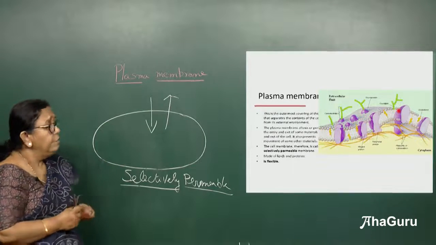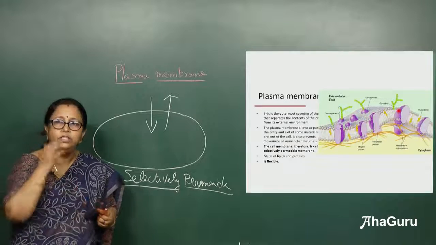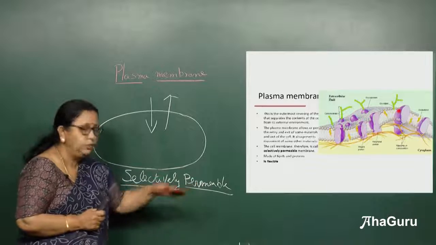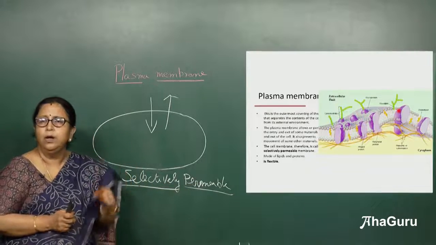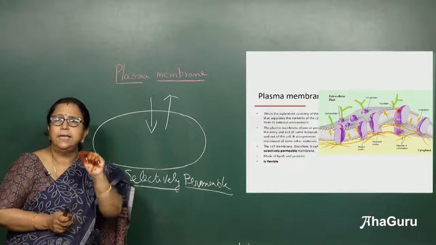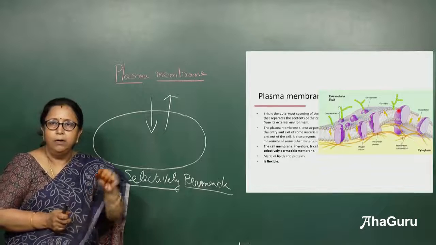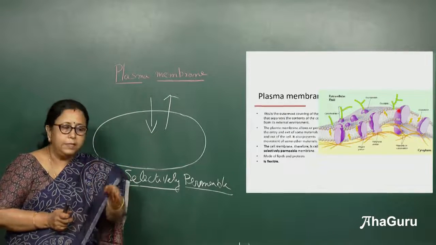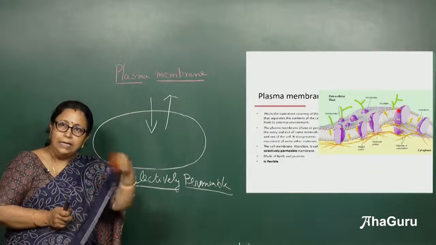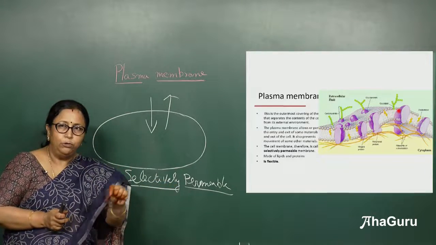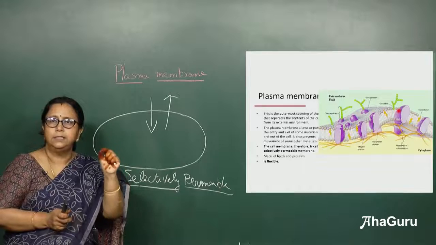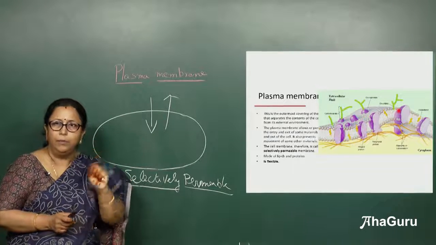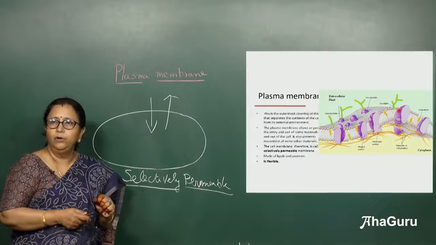Before we move on, one question is: it selectively allows things to come in and go out, so what kind of things will a cell need? What does it need to take from the surroundings? And what does it need to leave the cell? What are the things that need to leave the cell, and what are the things that need to enter the cell? We need to know a little bit about it, so that's what we are going to talk about.